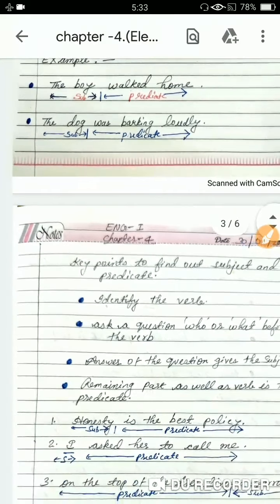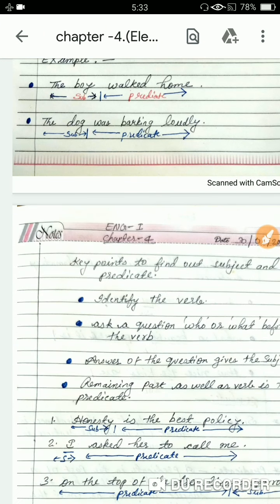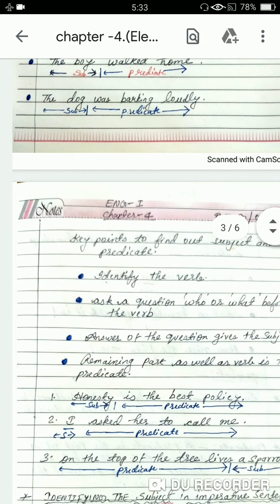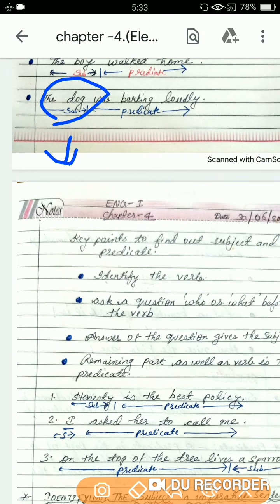In the second example, we will see: the dog was barking loudly. So to find out the subject, we will have to ask who was barking, because over here the verb is was barking. And to make a question, before the verb we have to take who or what. So we'll make the question, who was barking loudly? The answer will be the dog. So this will be the subject, and the part which contains the verb will be the predicate.